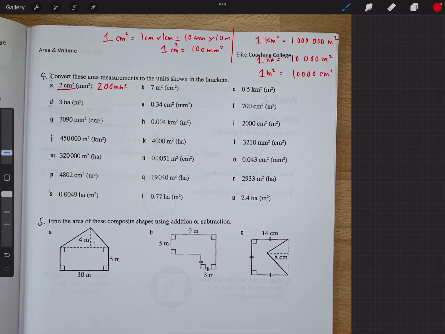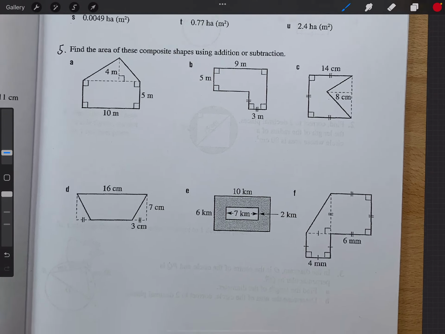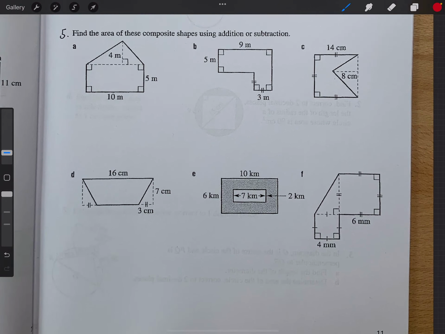Okay. Let's see. 1 is 100 times. Yeah, that's correct. All right. Next one, I'm just going to go to question 5. Find the area of these composite shapes using addition or subtraction.